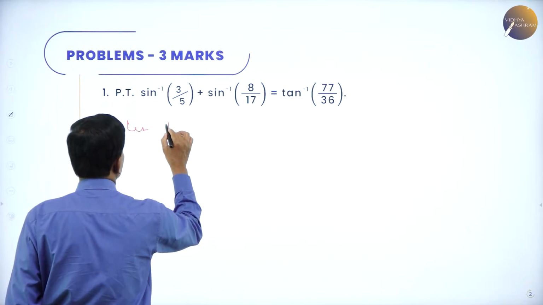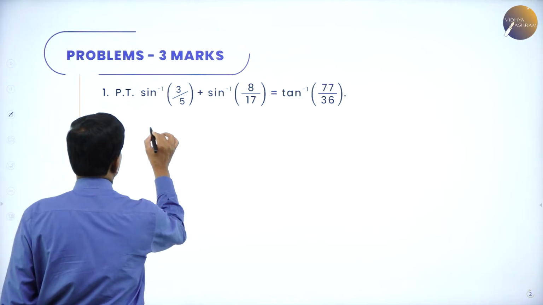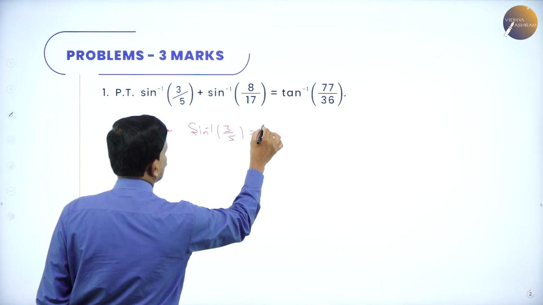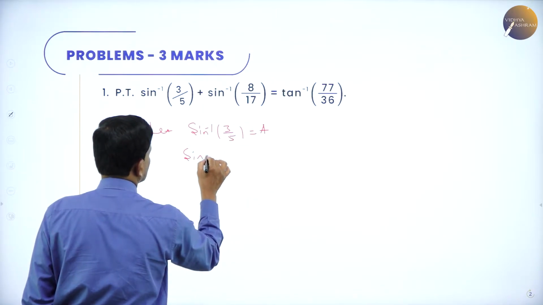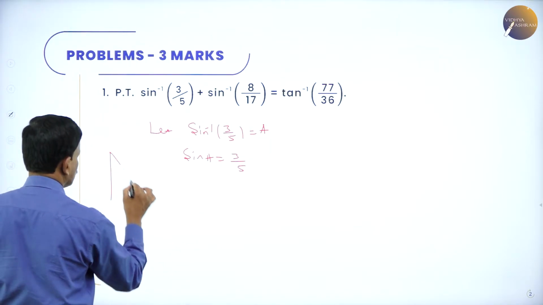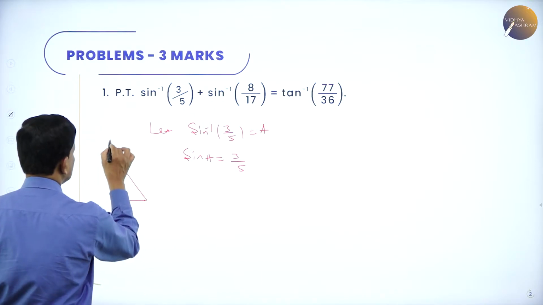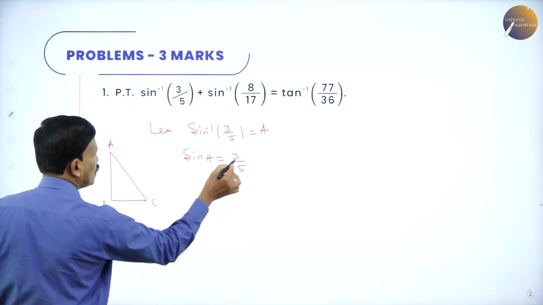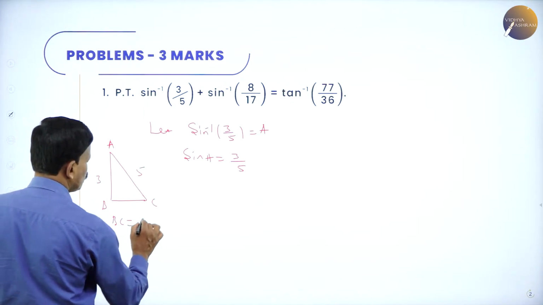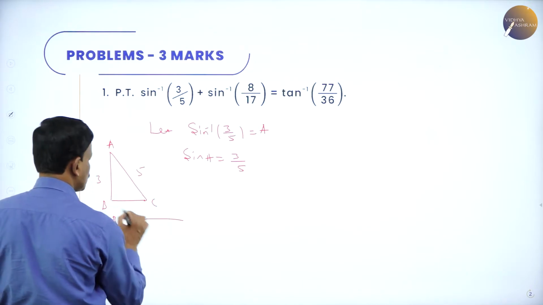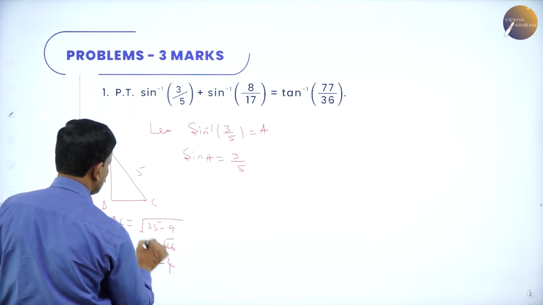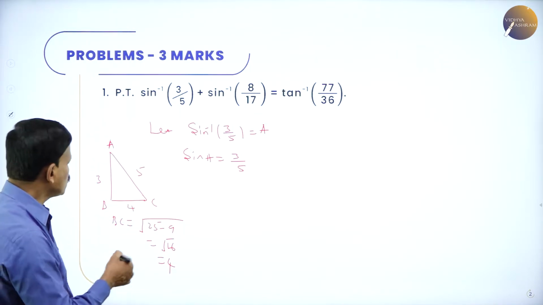Let sin inverse of 3 by 5 is equal to A. This implies sin A is equal to 3 by 5. Now you can substitute in a triangle. So here this is A, B, C. What is sin A? Opposite by hypotenuse, 3 by 5. Find out the value of BC. BC is equal to root of AC square minus AB square, 25 minus 9, that is root 16, which is 4. Or you can use Pythagorean triplets 3, 4 and 5.